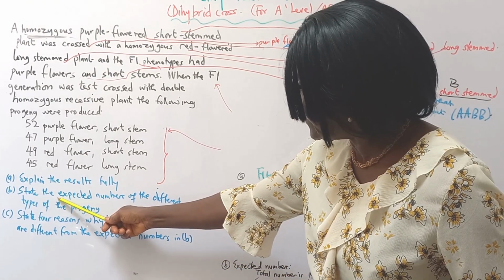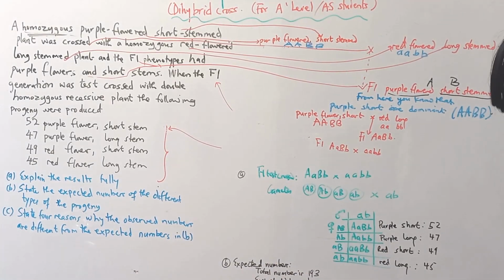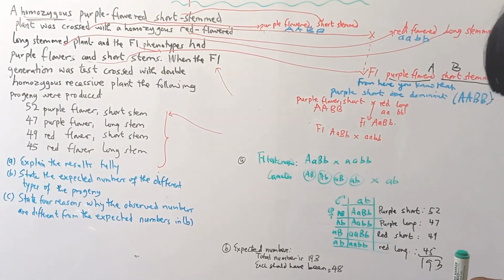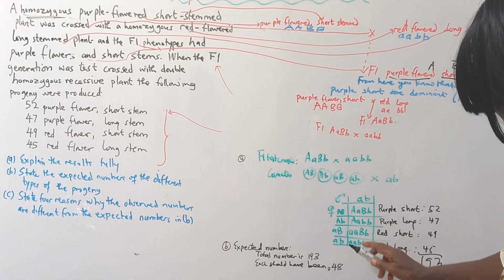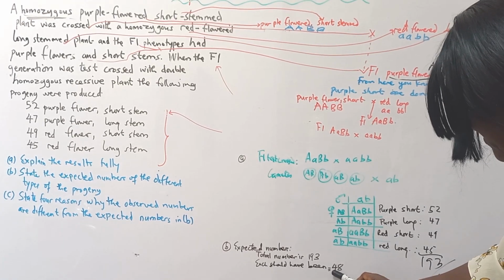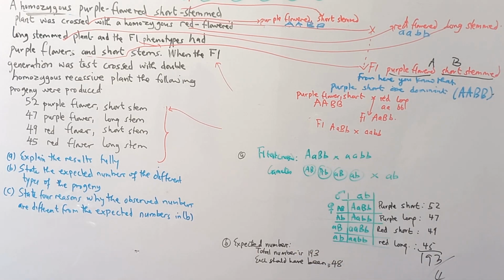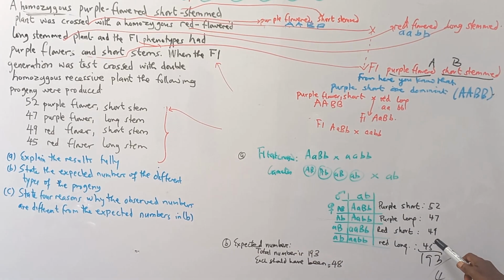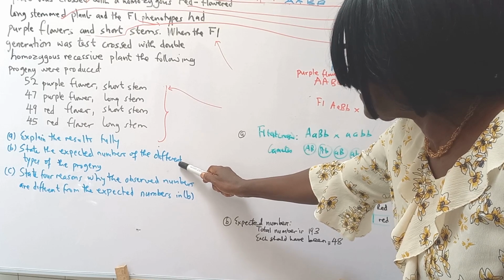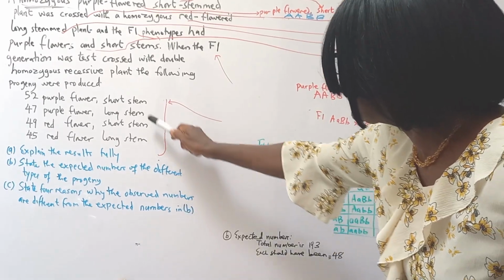And then B asks for the expected numbers of the different types of progeny. The total number is 193. If you put all these together, they were 193. And we have 1:4, 1:4, 1:4. So 193 divided by 4, each progeny should have been around 48 individuals. So this should have been 48, 48, 48, 48, approximately 48. But it's 52 and the least is 45. Alright, so the expected numbers of the progeny is that each of the progeny should have been around 48. But the observed numbers are these.